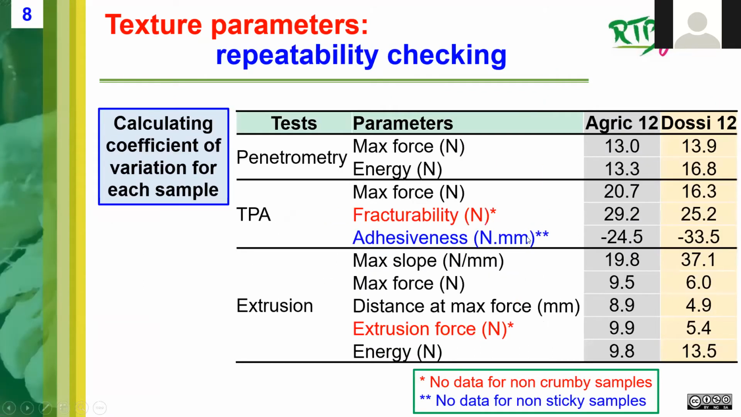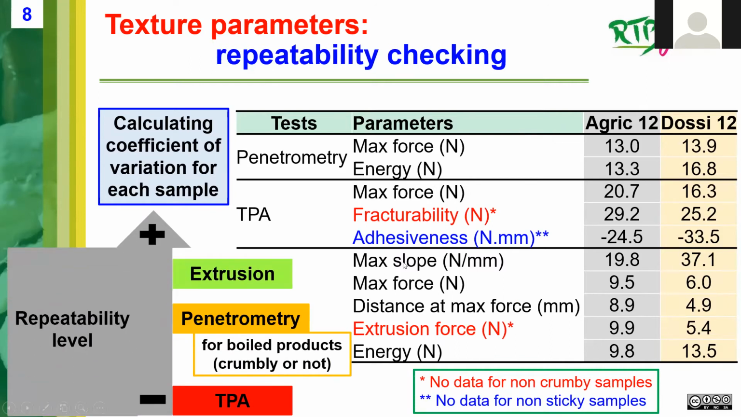For the texture parameters, we also check the repeatability of our data. Here is an example for 2 samples, aggregate 12 and dossier 12, which are recognized as Noncrumbly samples. As you can see, overall, we calculate the coefficient of variation for each sample, and the extrusion has the lowest coefficient of variation, followed by penetrometry data, and the highest coefficient of variation was observed for the TPA data.